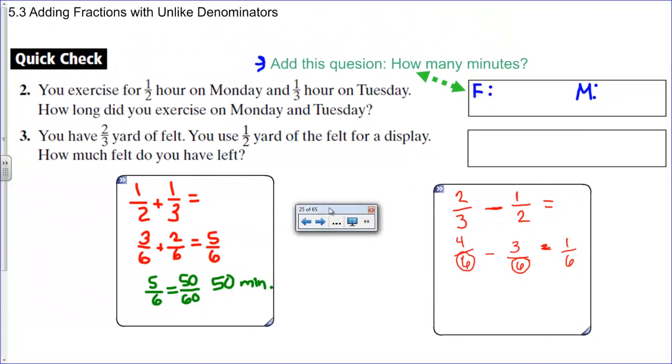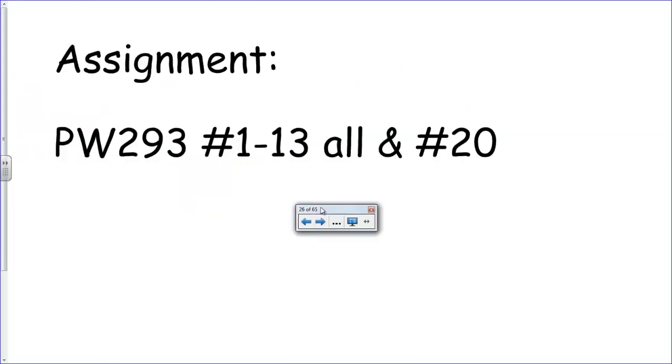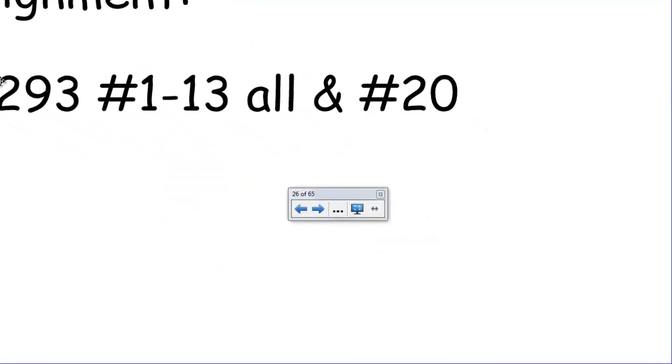Alright, these are our quick check problems. And again, this is lesson 5.3, adding and subtracting fractions with unlike denominators. Our practice problems for the day are going to be on page 293 in your practice workbook. You're going to do numbers 1 through 13 and number 20. Again, if you have lost, misplaced, or forgot to bring home your practice workbook for E-Day, then you can go onto Canvas and find a PDF file of it, print it off, and do it from home.